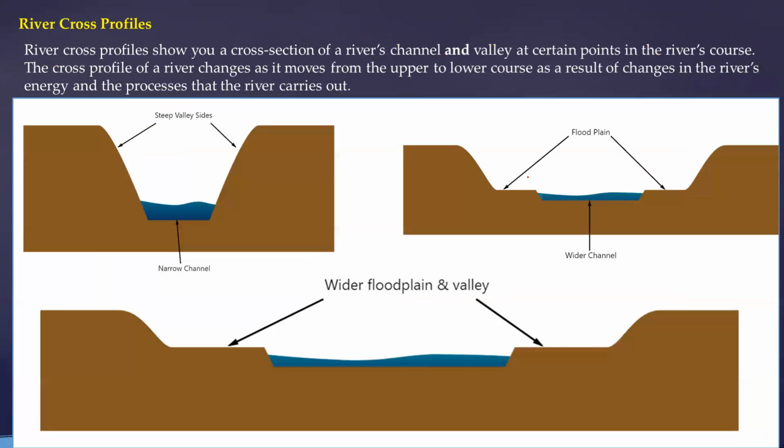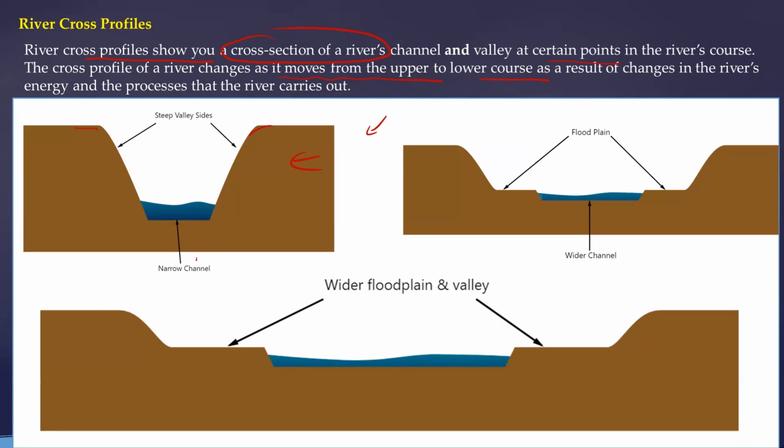Now, if you observe cross profiles of a river, cross profiles give us an idea about all these concepts that we have talked about. So if this kind of channel is available, do you see the features where faulting is involved or a rift valley is involved? So this will tell you about how exactly the river profile and the landscape are. So river cross profiles show us the cross section of a river and valley at certain points, and also help us to understand how the river changes as it moves from upper to lower course, and also the processes.